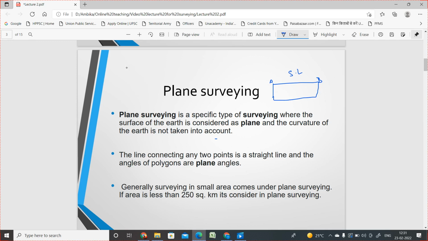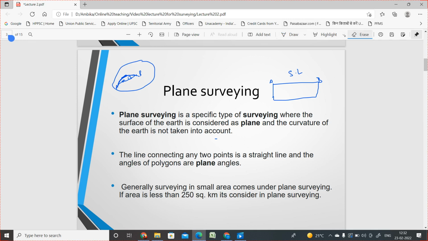But as we know, our earth has a spherical shape. So the distance we measure from this point to this point in a small area, suppose this is point A and this is point B, can be considered as a straight line. But when we talk about a large area, with point A and point B, we cannot consider the distance between A and B as a straight line because it is actually a curved line. That is the main difference between plane surveying and geodetic surveying.